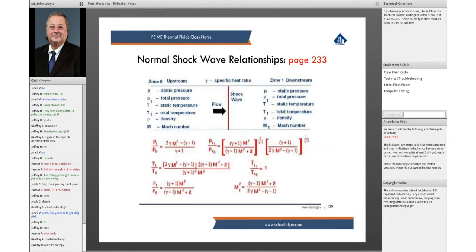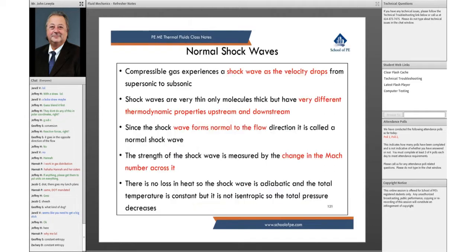So there are the different normal shock wave relationships over on page 233. Actually, this came from NASA. And I have to reiterate what we have here. A compressible gas experiences a shock wave as the velocity drops from supersonic to subsonic. It really happens over a very thin area, with different thermodynamic properties upstream and downstream. The shock wave forms normal to the flow area.